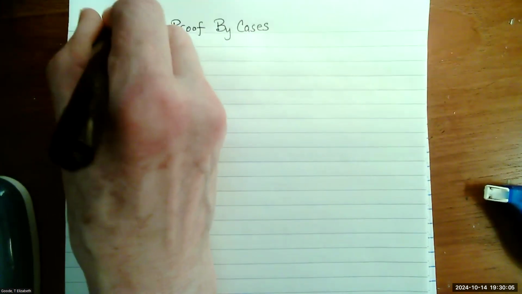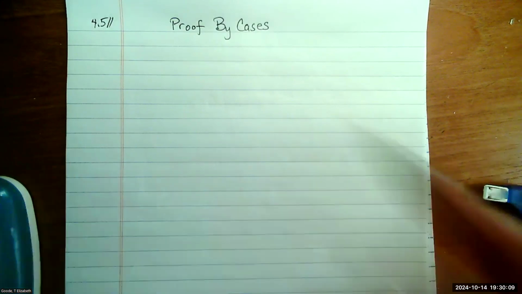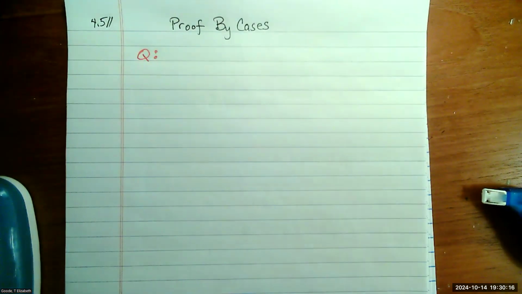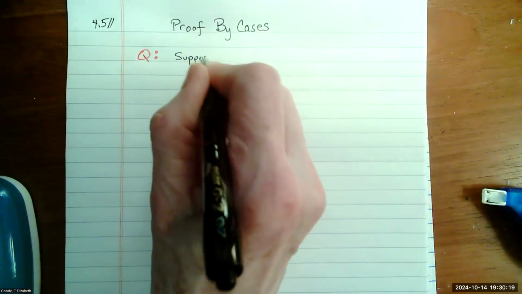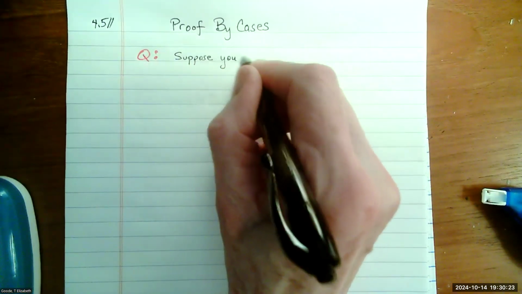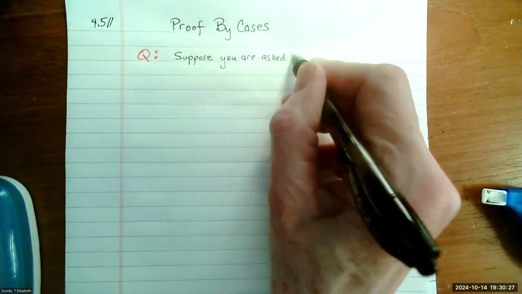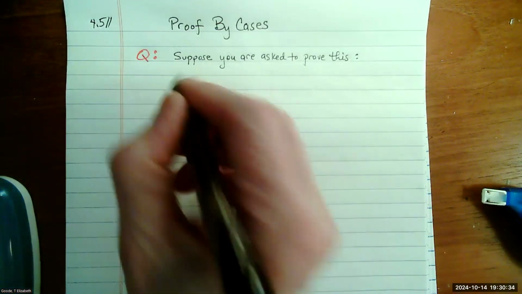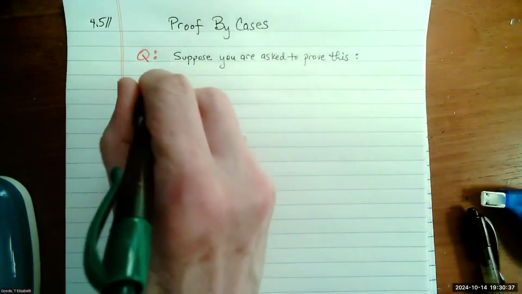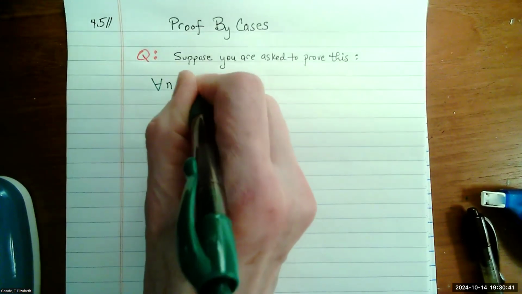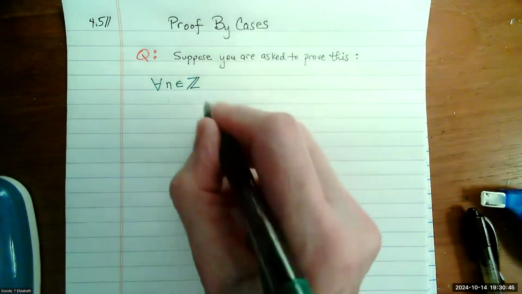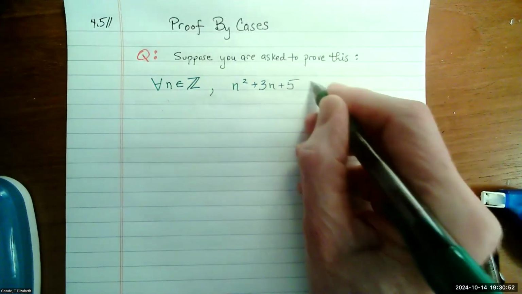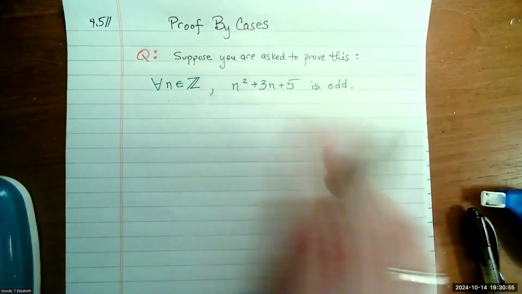And in case you're wondering, we are still in section 4.5. So here's the question. This is supposed to be the motivating question. Suppose you are asked to prove this. For all n in Z, so for all n that are integers, n squared plus 3n plus 5 is odd. So let's say you're asked to prove that.